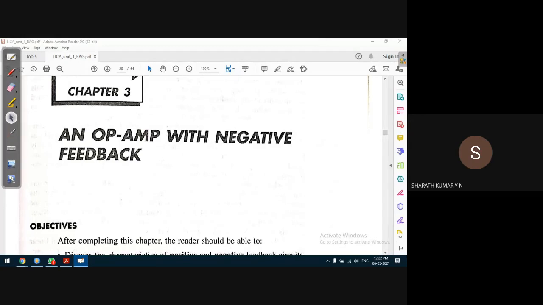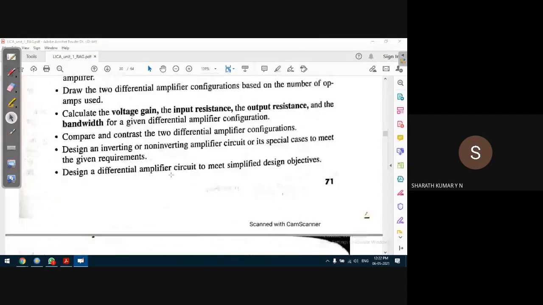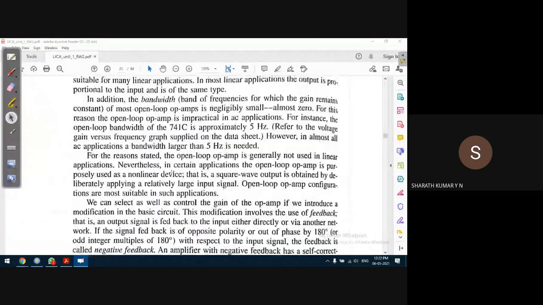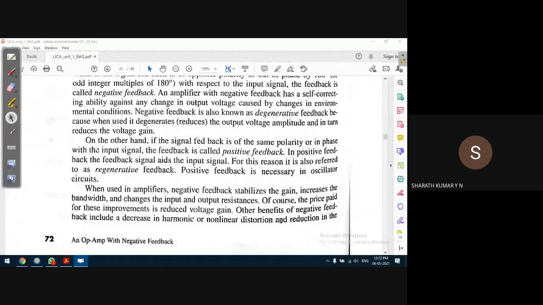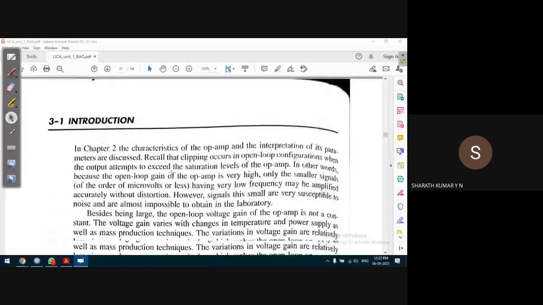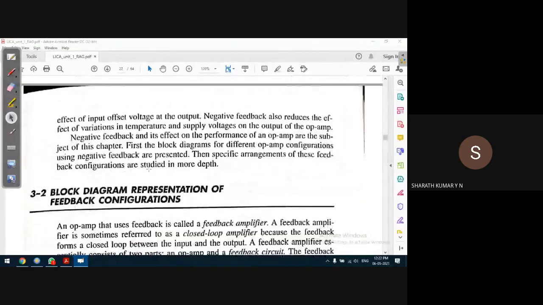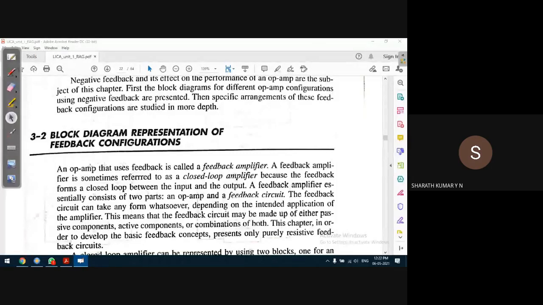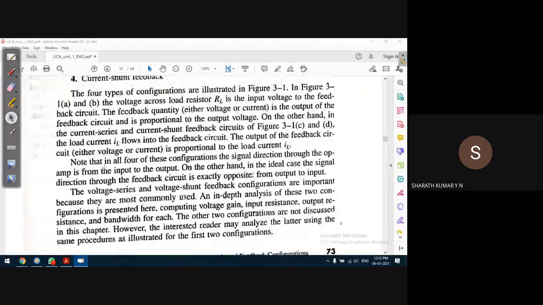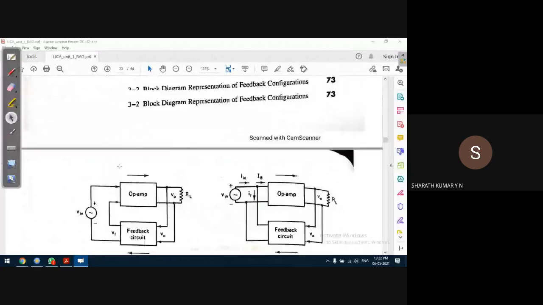For completion purposes, I'm rushing through this, because for the first time we are referring to this document, by Ramakant Gaikwad. That's why I'm rushing through it. Okay, feedback configuration.